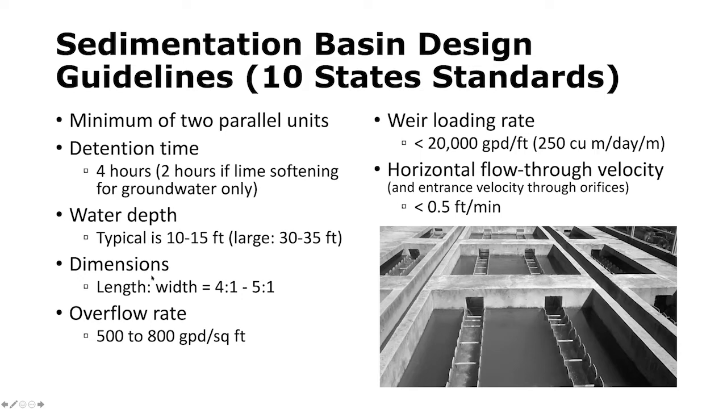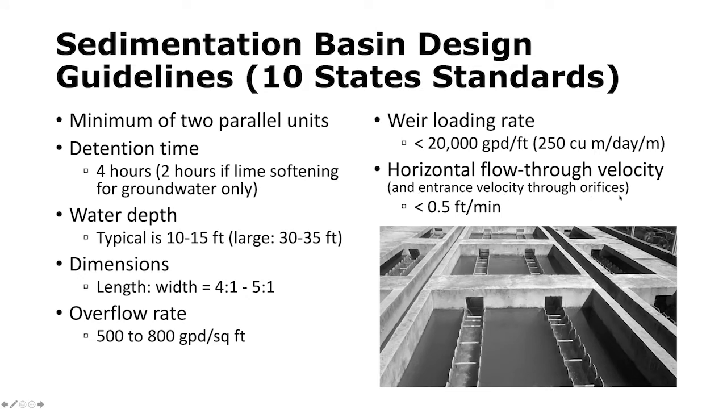Dimensions, in this particular case for sedimentation basins, we want to achieve length to width ratios of 4 to 1 to 5 to 1. So meaning that the length of these basins are 4 to 5 times as long as the width. And that'll help achieve flow conditions that are more consistent with plug flow rather than complete mix. We also use overflow rates, which should be between 500 and 800 gallons per day per square foot.